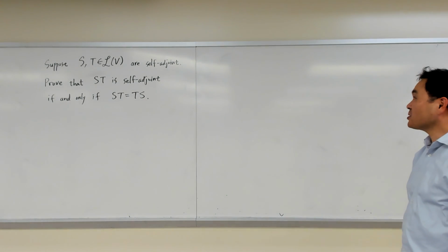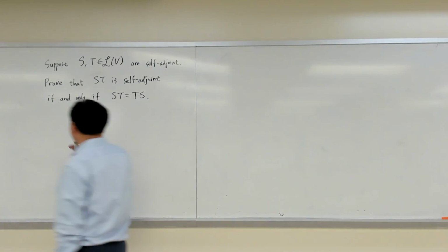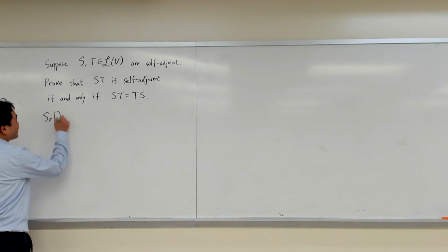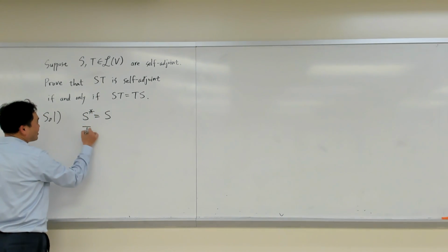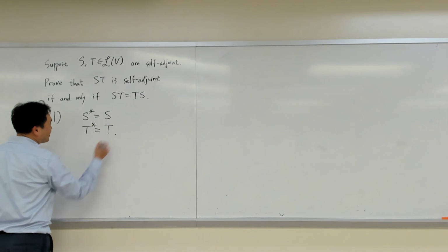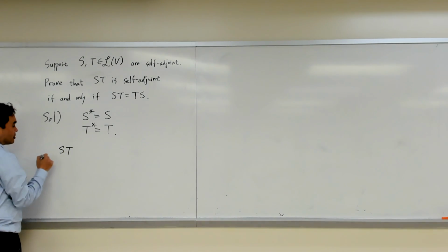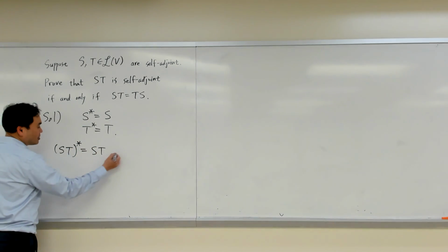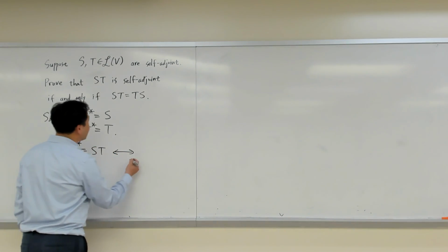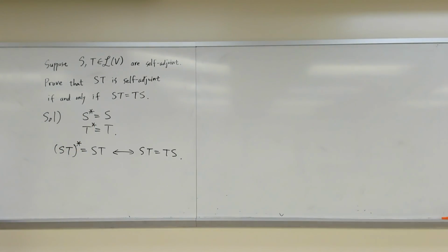All right, so this one looks scary, but if you just write it out, it's okay. Solution: being self-adjoint means the star of an operator is itself, right? And then we want to prove that (ST)* is equal to ST if and only if ST is equal to TS. Right? But this is almost given.